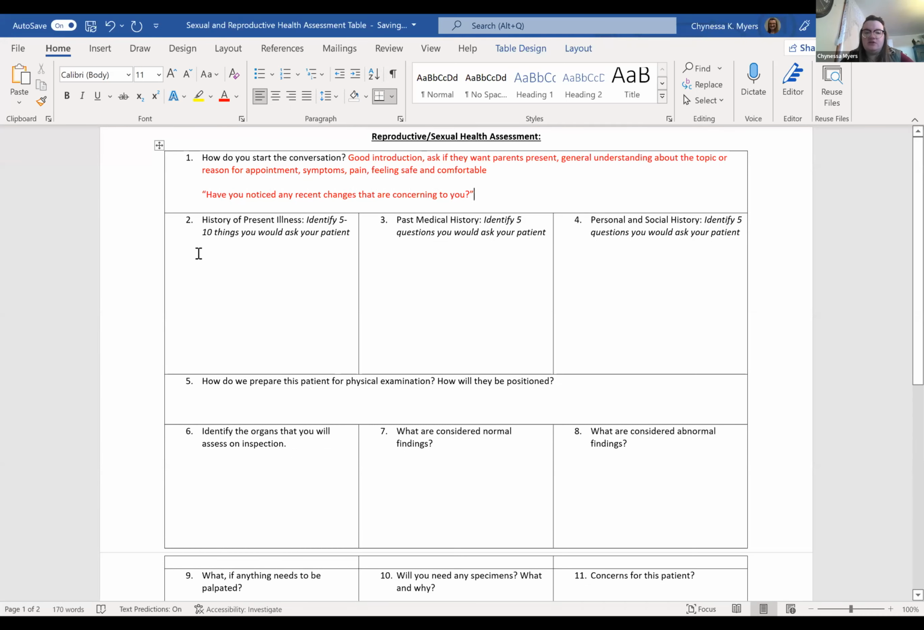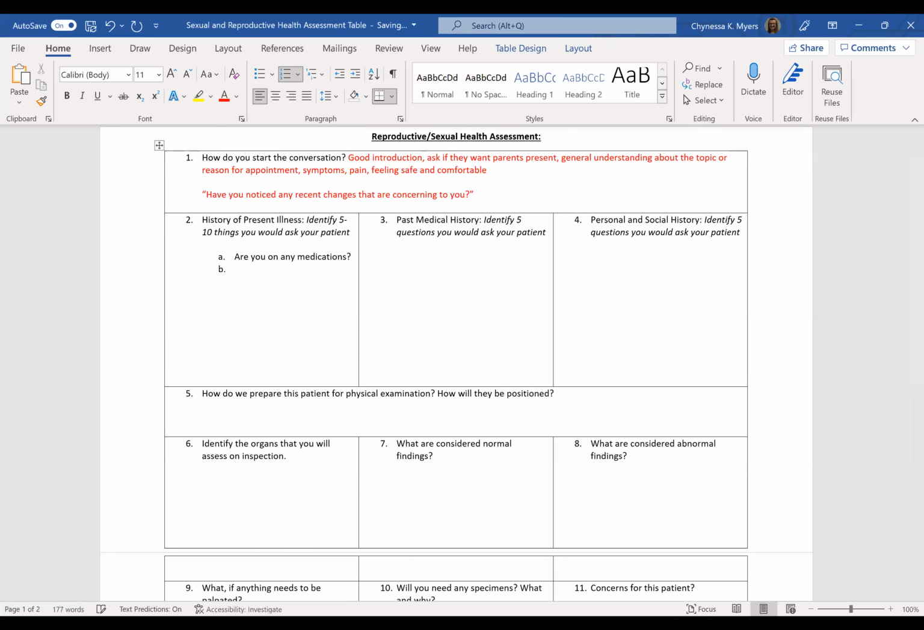Okay, so let's move into number 2 here. History of present illness, right? The things that are happening right now. What are 5 to 10 questions we would want to ask a patient in general who we're doing a GU reproductive sexual health assessment on? I agree with the medication, so I'm going to put that in there. Are you on any medications? What else do we want to ask?